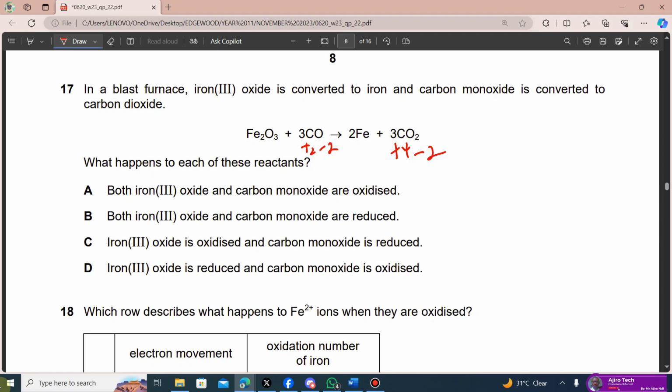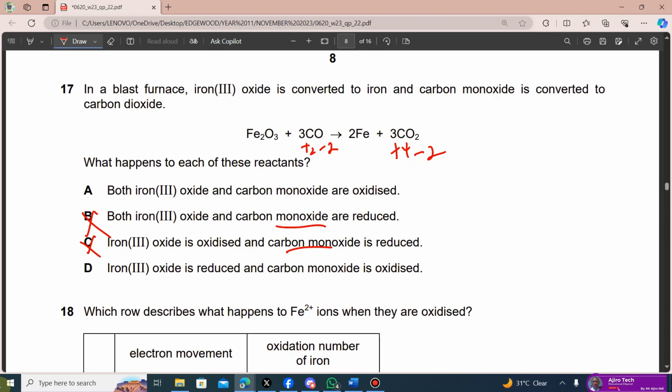So any option that says carbon monoxide is reduced is wrong. That is how we eliminate options, because carbon monoxide wasn't reduced there, it was oxidized. We can also look at it in a different light because it gains oxygen. From carbon monoxide to carbon dioxide, that's oxidation. So if you don't want to use the oxidation number, you could use the fact that oxygen has been gained.